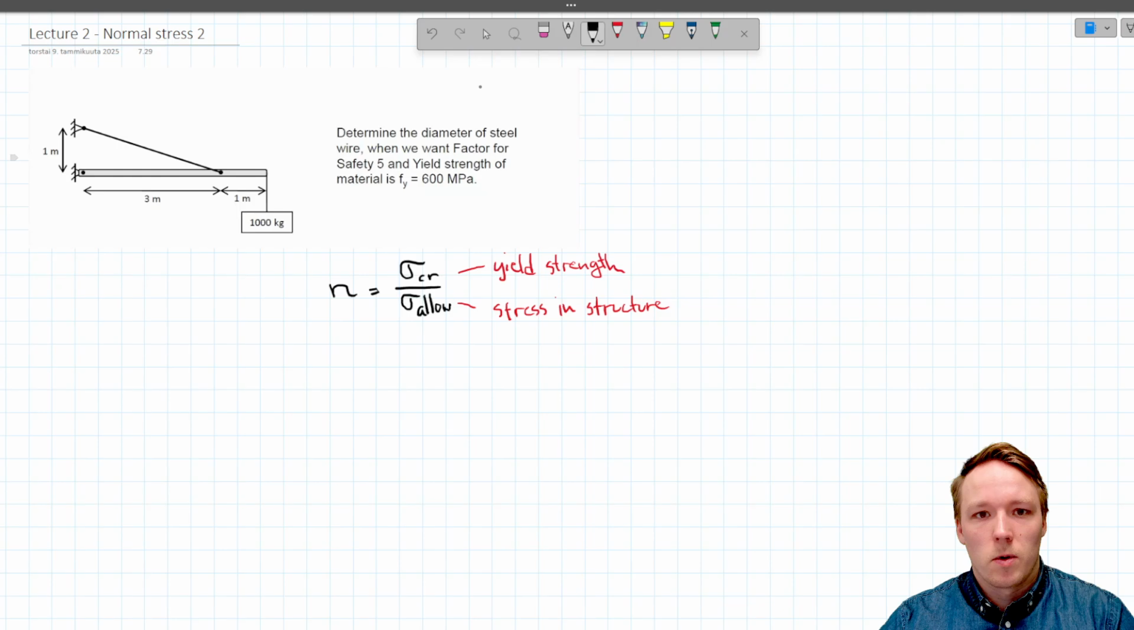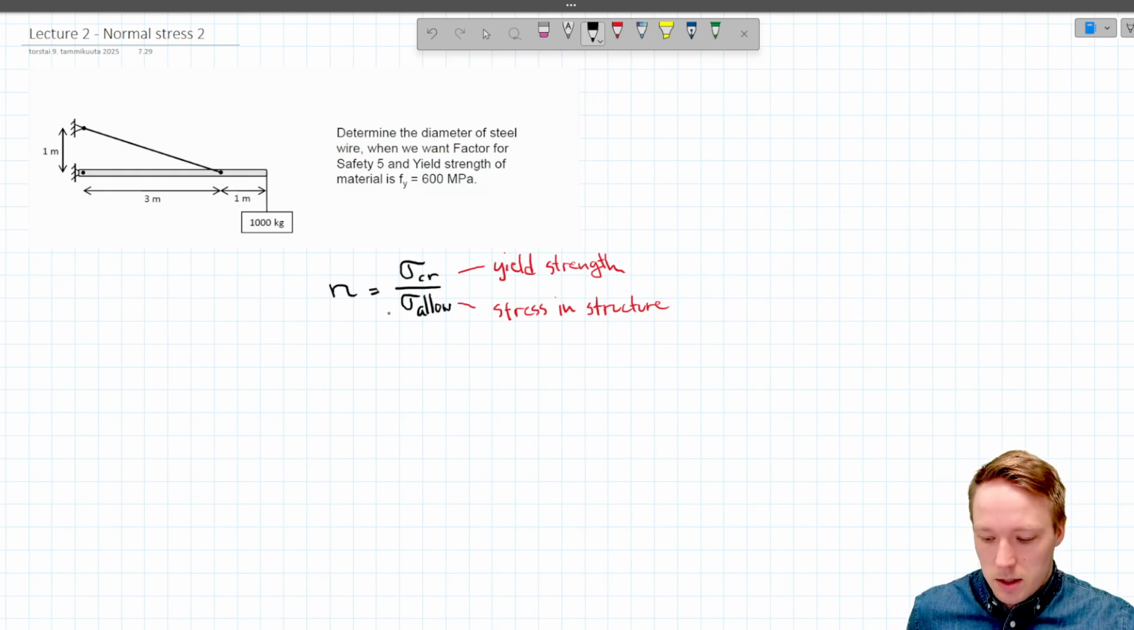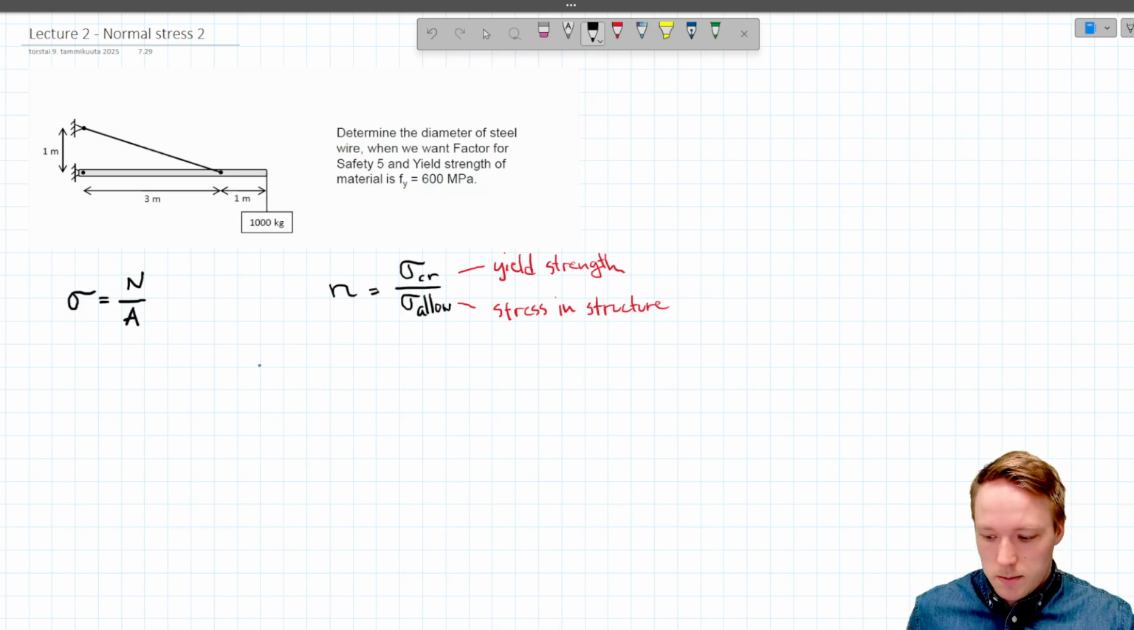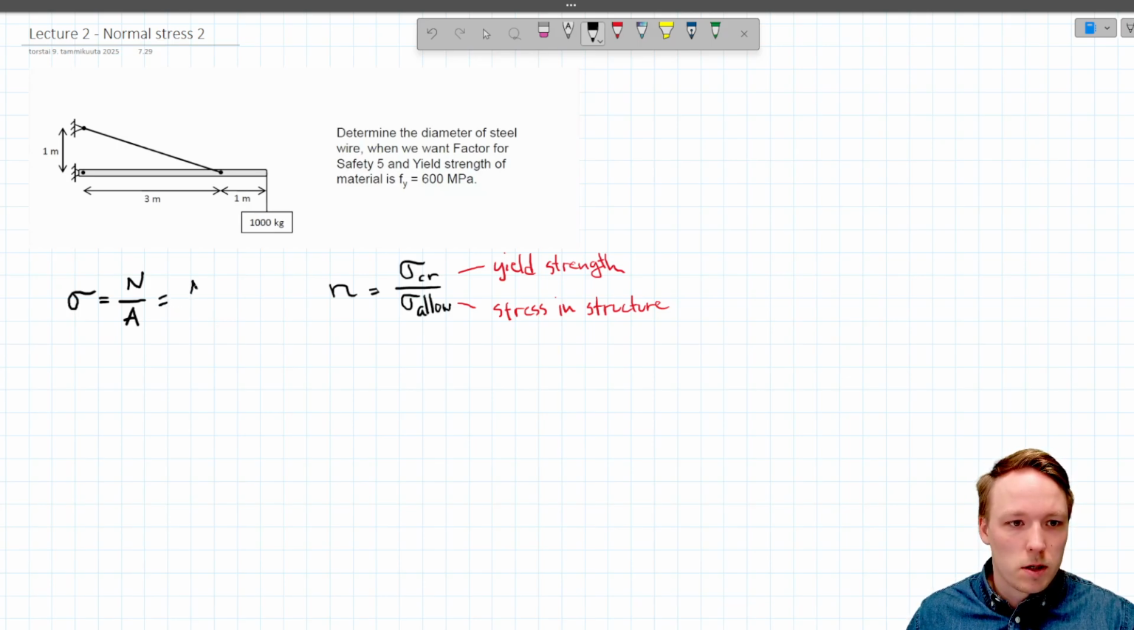So now in this example, we already know the N. N is given, it's 5, and we know the yield strength of the material, which is 600 megapascals. Also, we're going to be needing the formula for normal stress. So the sigma normal stress is the normal force divided by cross-section area. Basic formulas. So now we have them there. In this formula, newtons per millimeter squared. Just to remind you, a really important thing on this course.